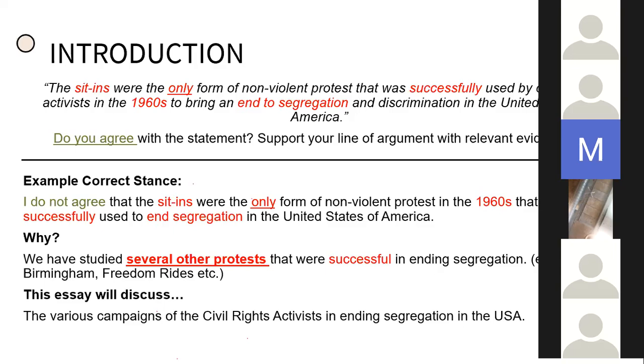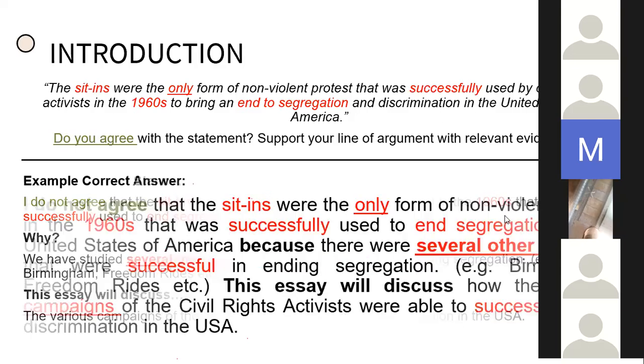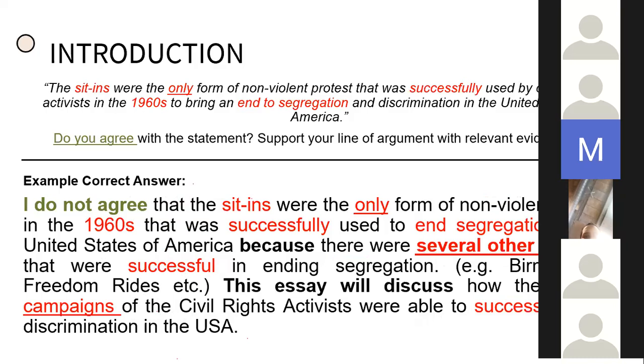Then you have the last step, which is: this essay will discuss the various campaigns of the civil rights activists in ending segregation in the USA. So at the end, our introduction will look something like this. I do not agree that the sit-ins were the only form of non-violent protest in the 1960s that was successfully used to end segregation in the United States of America, because there were several other protests that were successful in ending segregation. For example, Birmingham, Freedom Rides, etc. This essay will discuss how the various campaigns of the civil rights activists were able to successfully end discrimination in the USA.